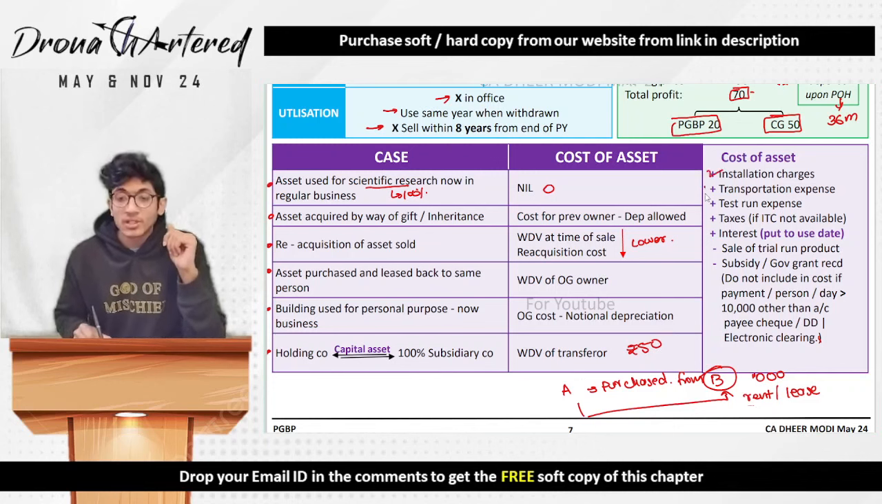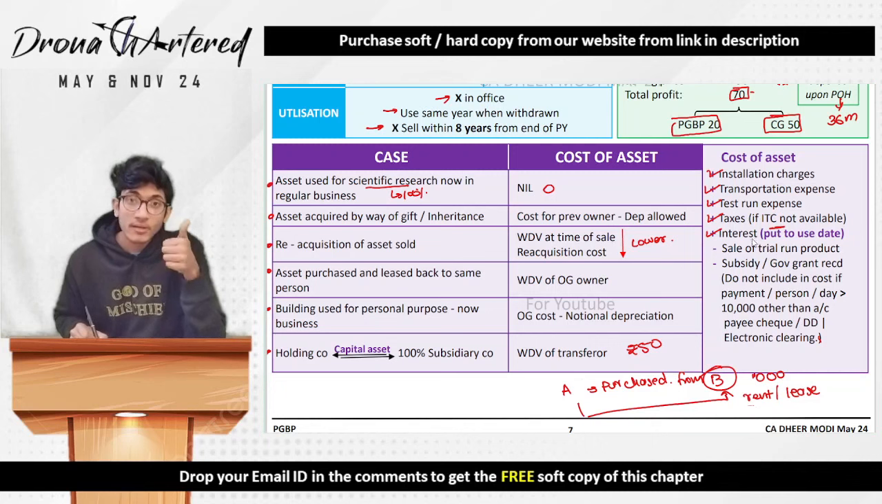So, installation charges, transportation expenses, any test run expenses, taxes if ITC is not available on these taxes, and interest from the put to use date, all of this will be allowed to be added to your cost of asset. What has to be subtracted? Sale of trial run products. When you did your test run, if you made any product and sold it, that has to be subtracted. Next, any subsidy or government grant received will be subtracted.